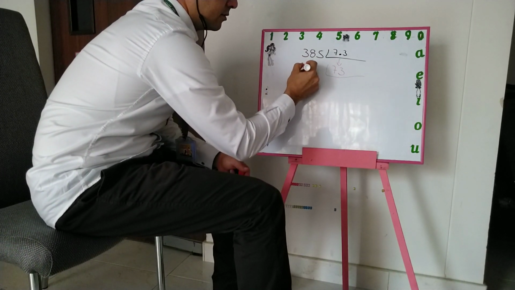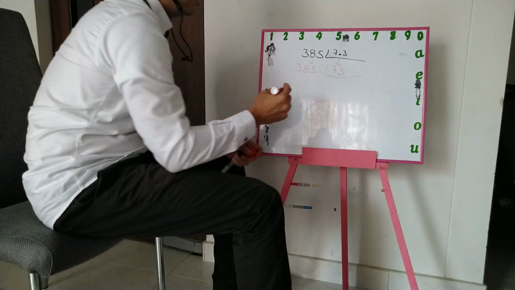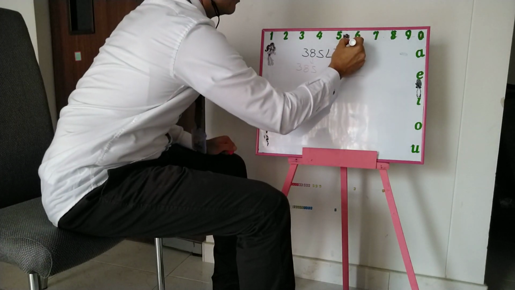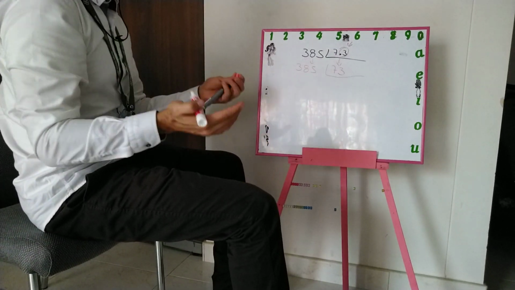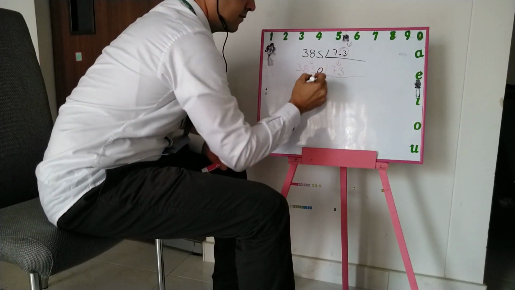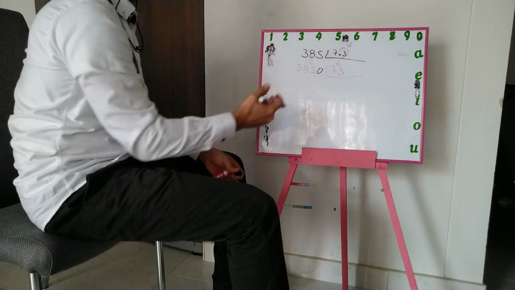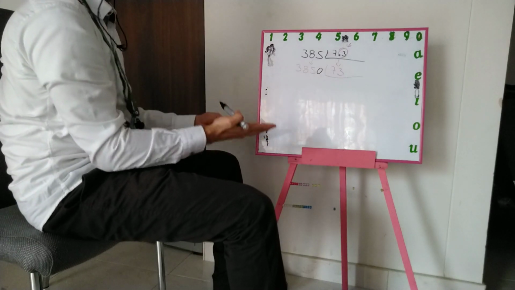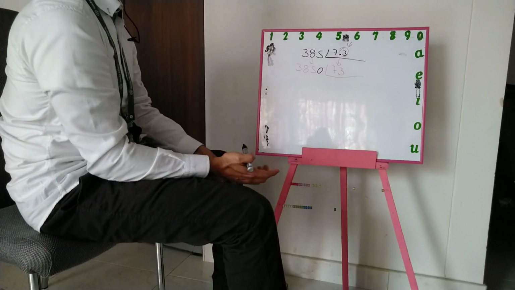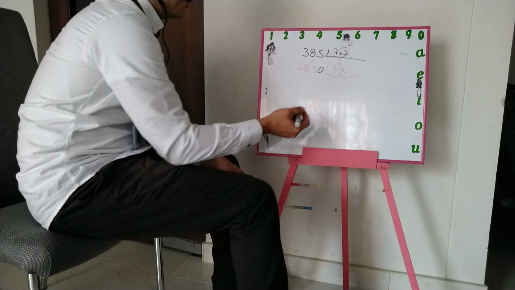Then this one is 385 again, but since you eliminated one decimal in the divisor, you need to compensate with 1 zero in the dividend. So the number of zeros you add in the dividend depends on the number of decimals in the divisor. So simply we start dividing right now.